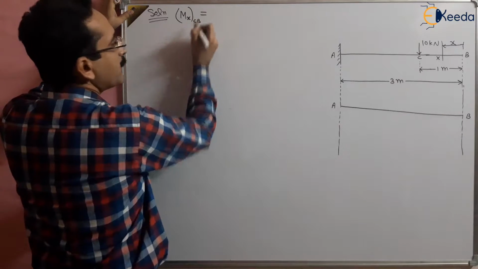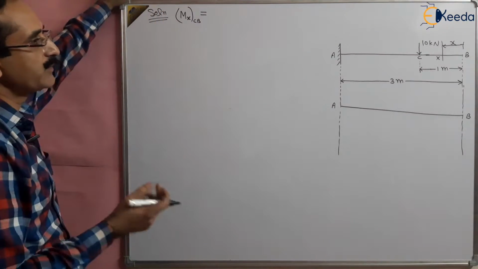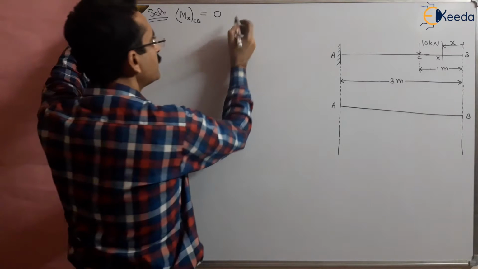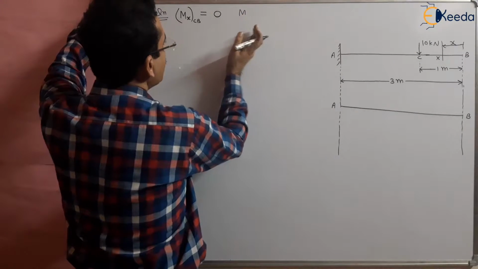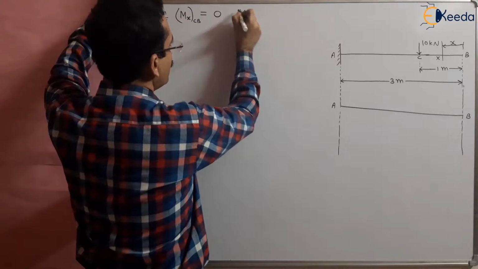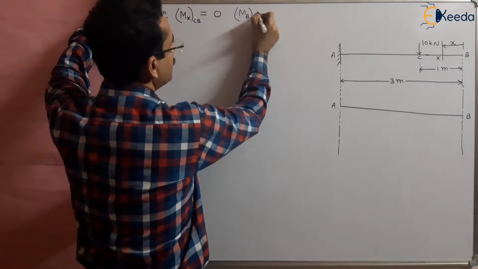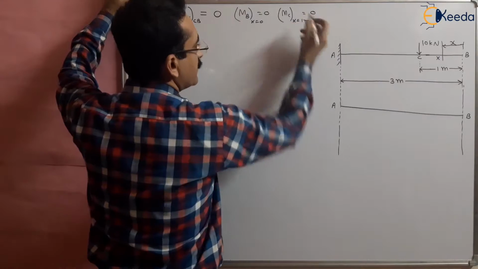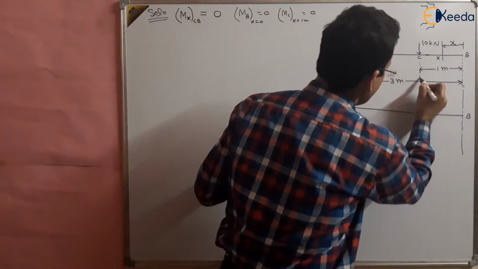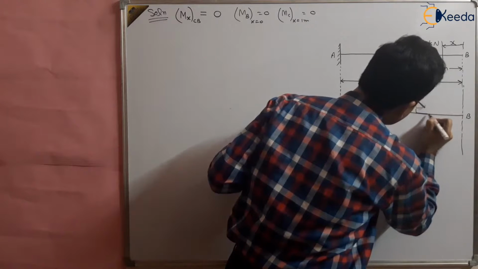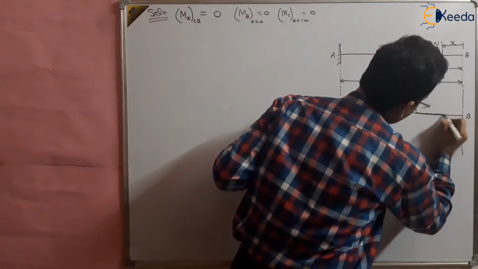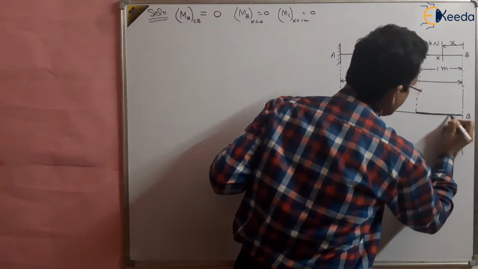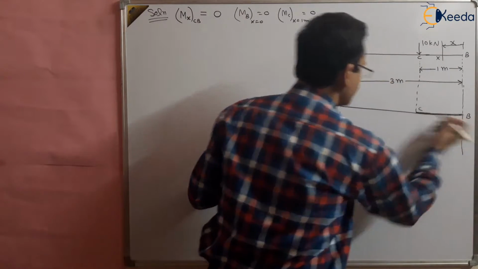That will be equal to, is there any load between C to B? There is no load, so it is 0. So M_CB is equal to 0. It means for the entire C to B it is 0. You can find M_B at x equal to 0 is 0, and M_C at x equal to 1 meter is 0. So from B to C, this is a straight line with 0 bending moment. I am making it slightly darker, which shows that this is a 0 bending moment between B to C.